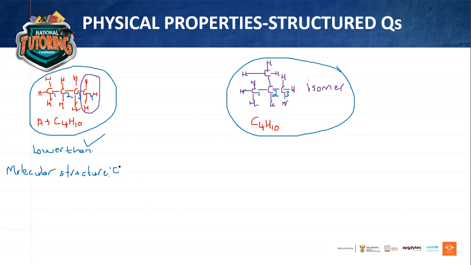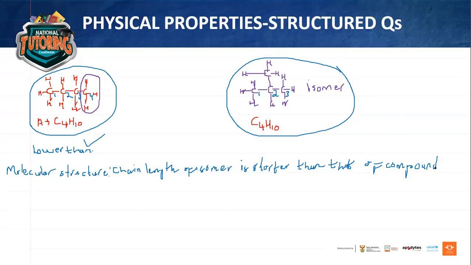So we are going to say the chain length of the isomer is shorter than that of compound A. So we can see it is shorter. And what is actually shorter? Remember, when we are referring to this chain length, we are referring to the parent chain, the longest chain without breaking. So the chain length of the isomer is shorter than that of A.